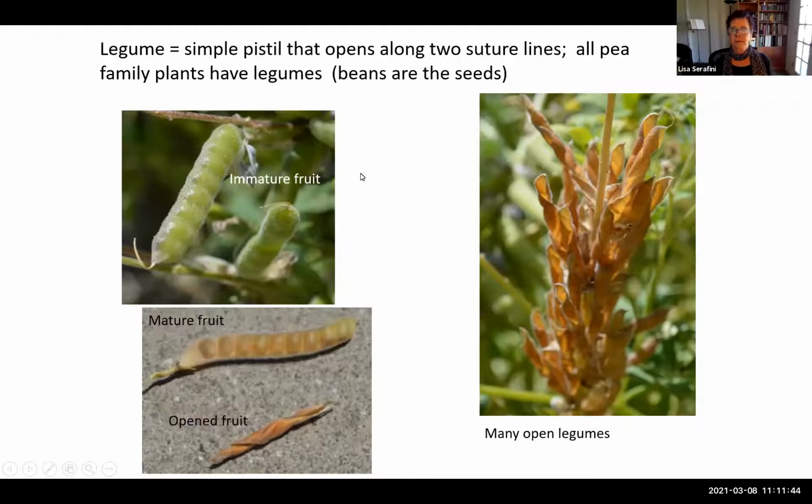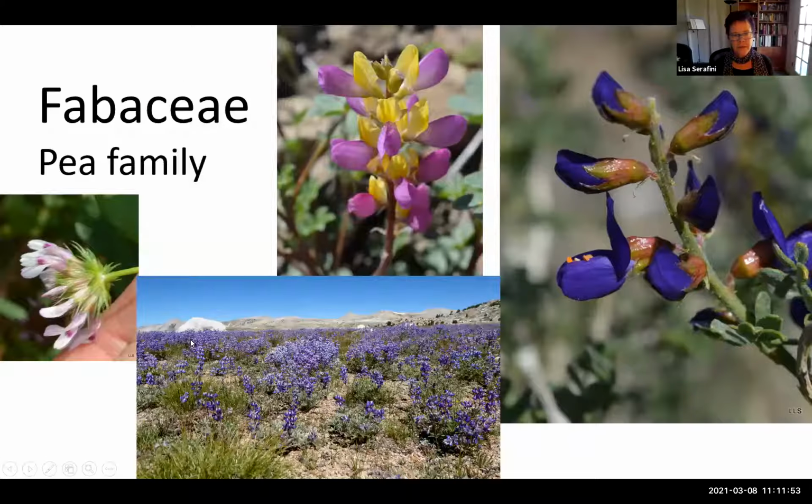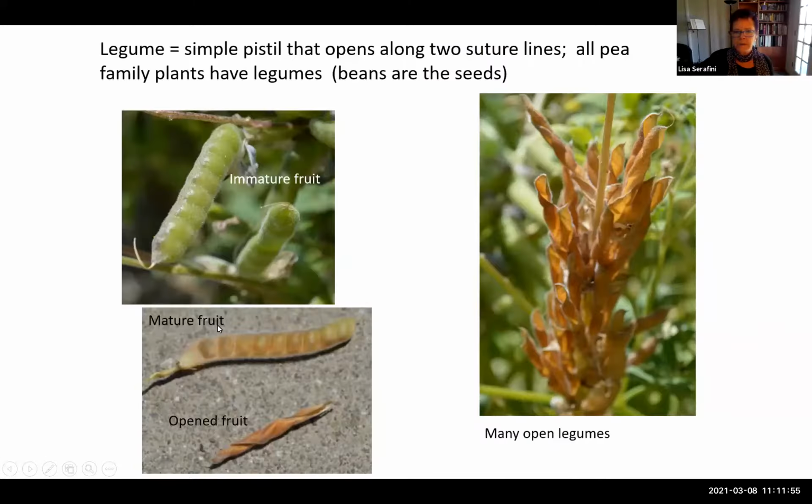All right. And we know that is a simple pistil, or one carpellate pistil that opens along two suture lines. So you can see this mature fruit here. I'm sorry, this keeps doing this with this new mouse of mine. Opens along the two lines and coils up like that when it's opened. There are some species that have indehiscent legumes, but that's fairly rare. Okay, so legume, the fruit, of course, the beans or peas are the seeds in there.